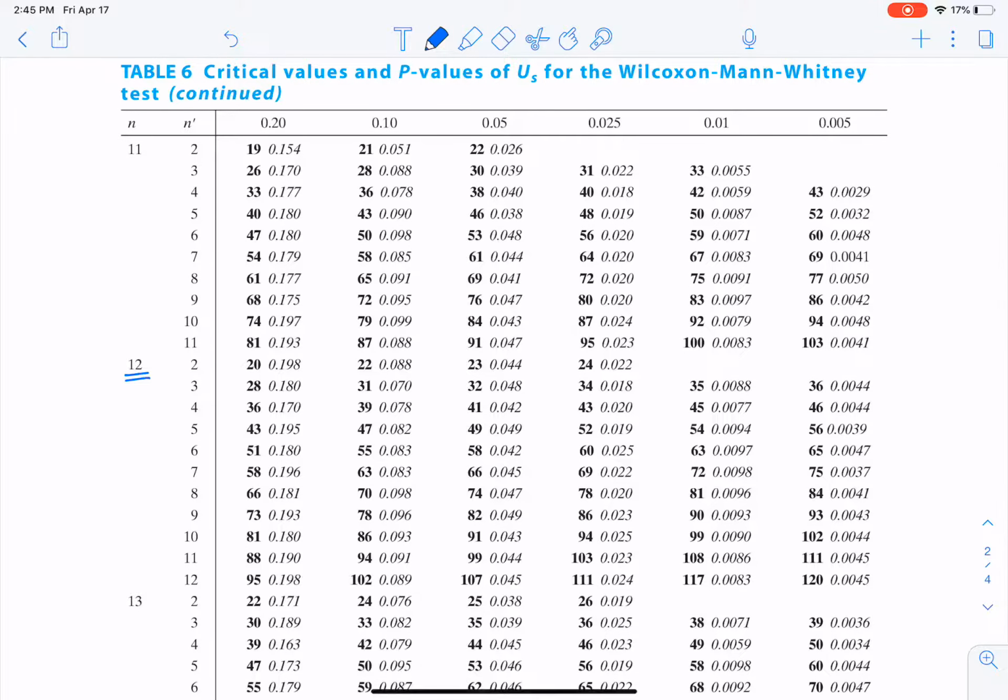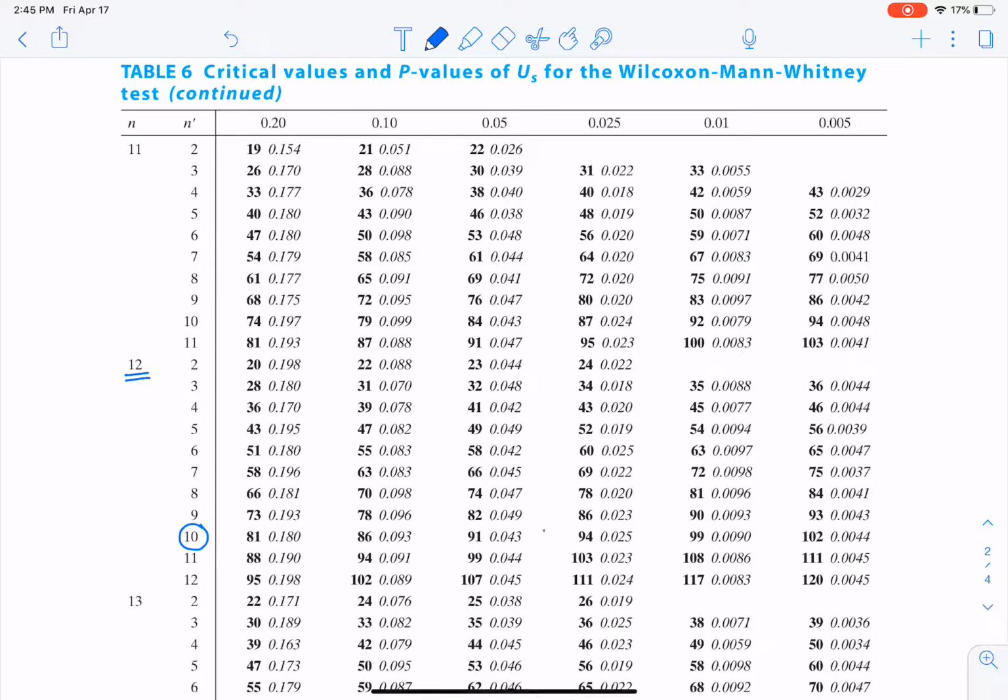Then N prime, which is going to be our N2, was 10. That was the size of our other sample. So we have 12 and 10. That tells me which row I need to look at. Then the numbers in bold are possible test statistics, and the numbers in italics are the p-values that would go with those test statistics.